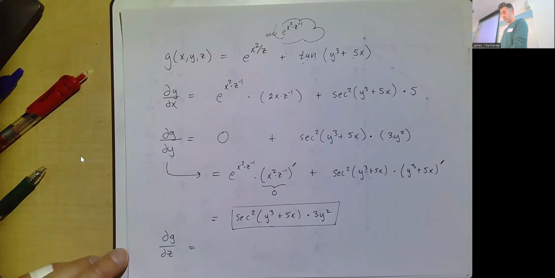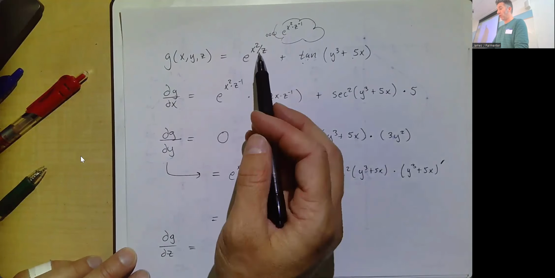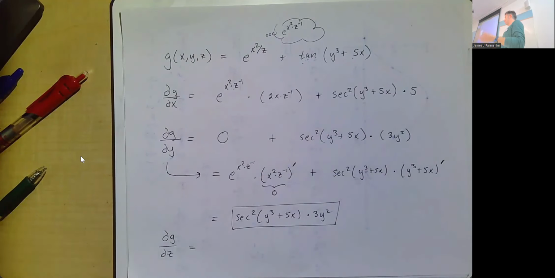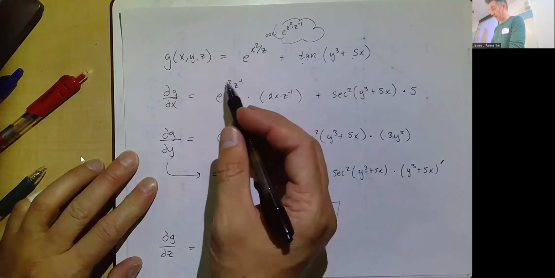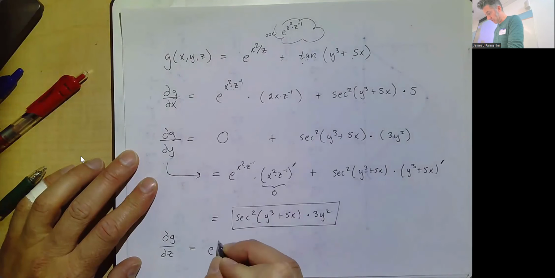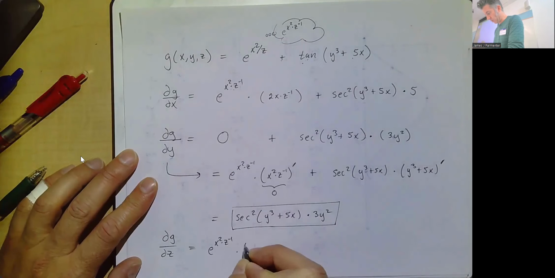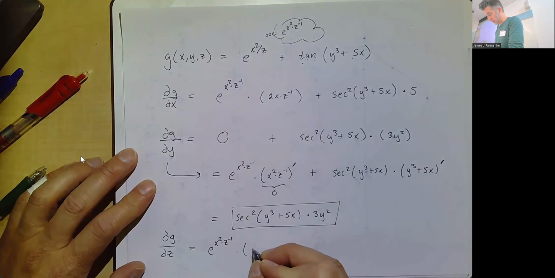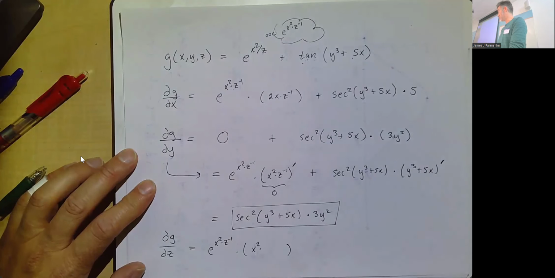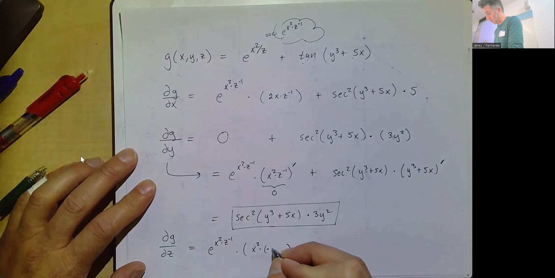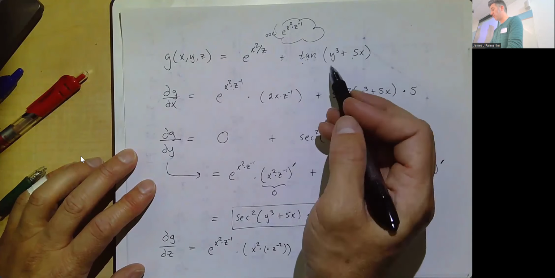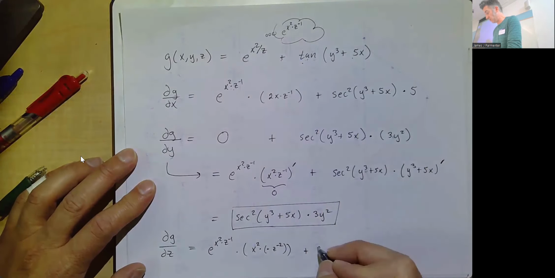So now, and this is why it's especially good to write e to the x squared over z as e to the x squared times z to the negative first, because I think it's much easier to take the derivative of z to the negative first than it is to write it as 1 over z. So again, the derivative of e to the stuff is e to the stuff times the derivative of that stuff. And the derivative of x squared times z to the negative first is going to be, the x squared is going to hang out. It's a constant. Exactly, negative 1, or just negative z to the negative 2. Plus, I don't see any z's there. So the derivative of tangent of y cubed plus 5x with respect to z is going to be 0.